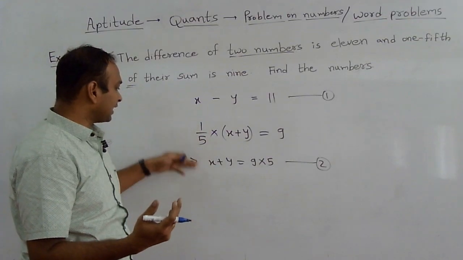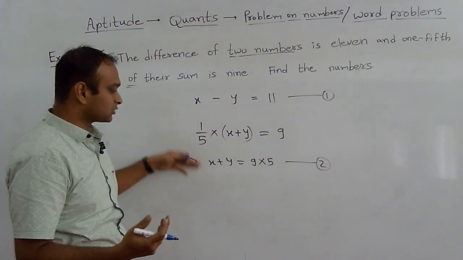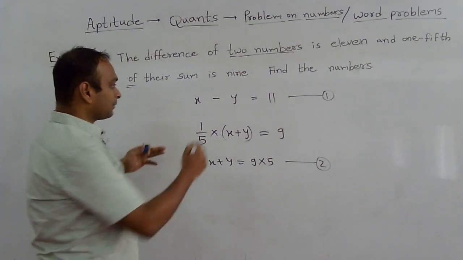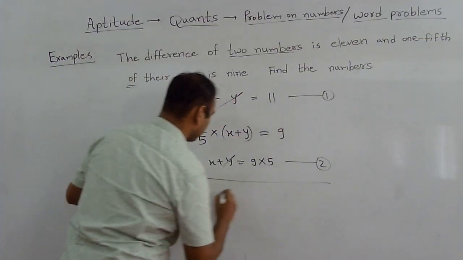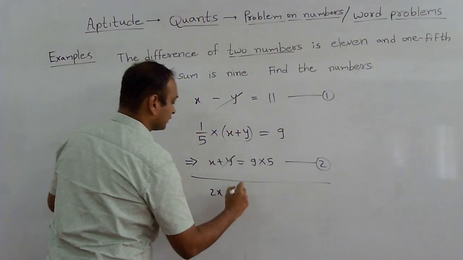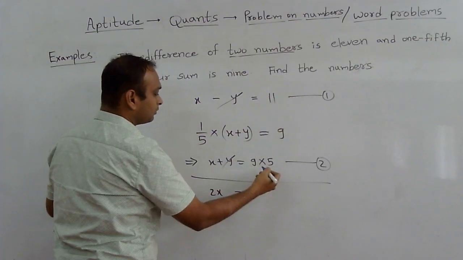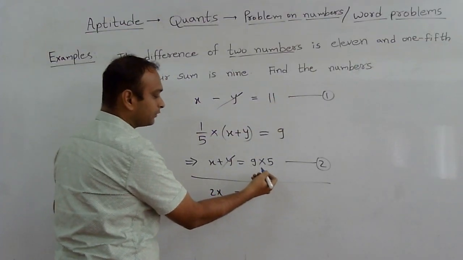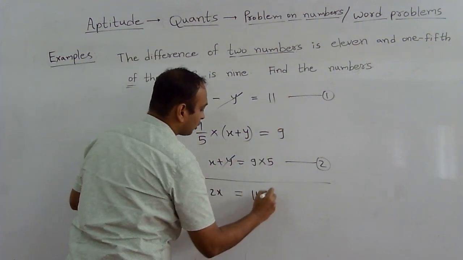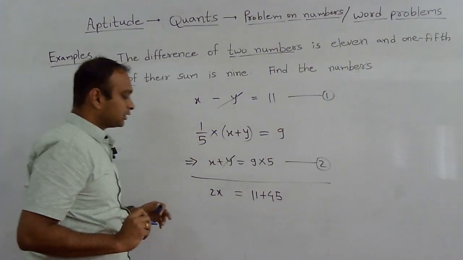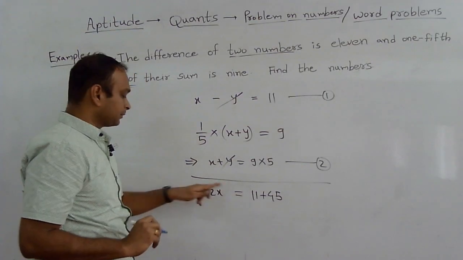So easily we can add these two. If we add these two equations, what will happen? This y will get cancelled. x will become 2x. So I can write it down here: 2x is equal to 11 plus 9 into 5. 9 into 5 is 45. So 11 plus 45 will be on this side. Y is getting cancelled.